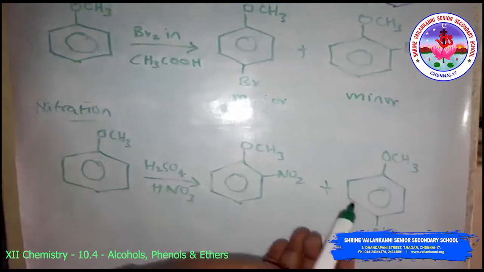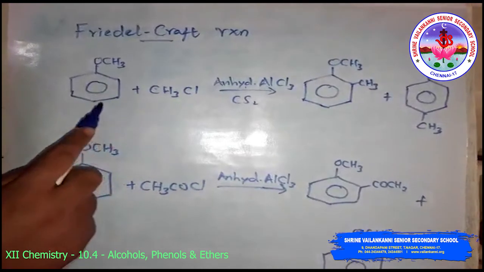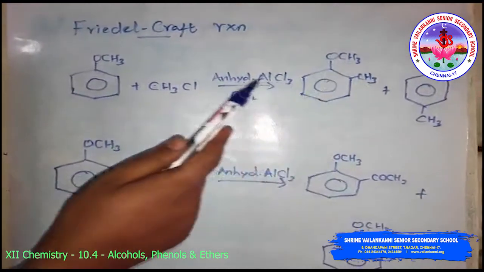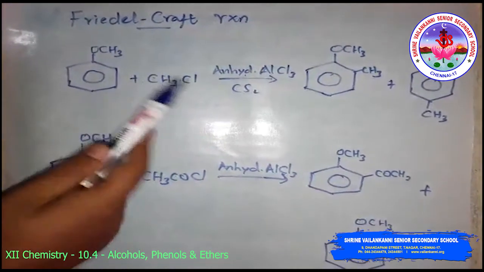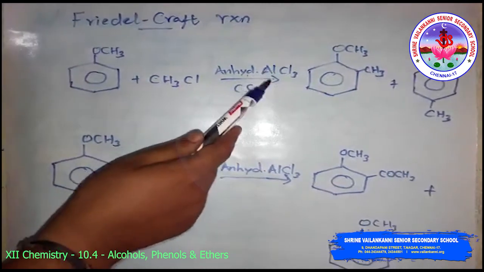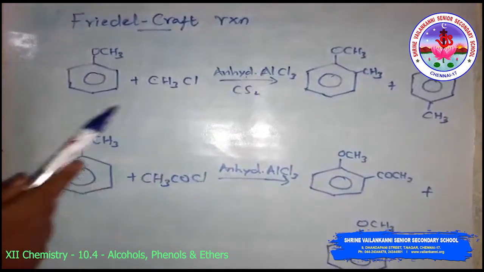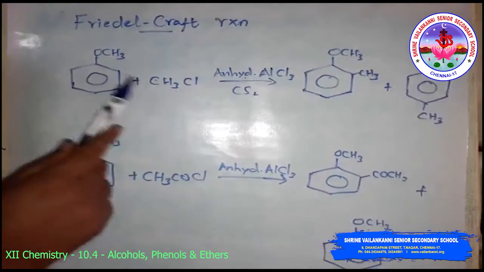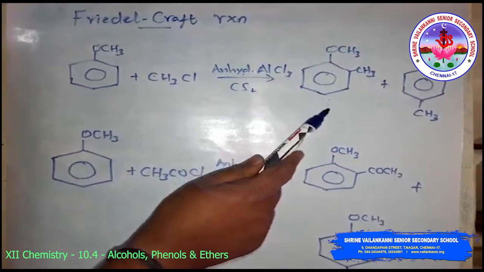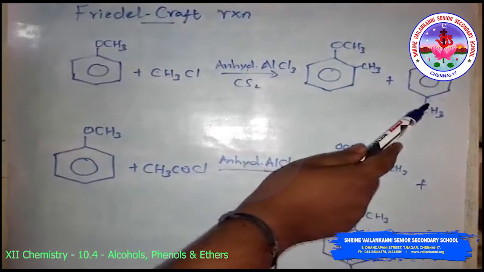Then the Friedel-Crafts reaction. The alkyl and acyl groups are introduced at the ortho and para positions by reaction with alkyl halide and acyl halide in the presence of anhydrous aluminum chloride, the Lewis acid catalyst, in carbon disulfide. Look at this: anisole reacts with methyl chloride to form 2-methoxytoluene and 4-methoxytoluene. The 4-methoxytoluene is the major product.